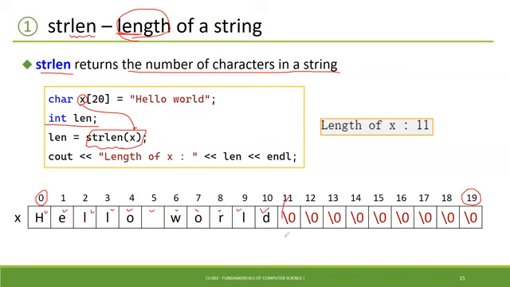And the computer sees this, right? The compiler sees this one, okay? And then it stops counting. Do you understand? Because this means this is the end of the string, okay? So the computer will stop counting, and then 11 will be returned. And len has 11. Is it okay? Any question about the string length function?